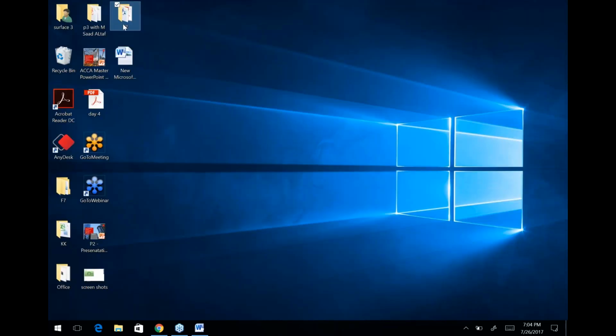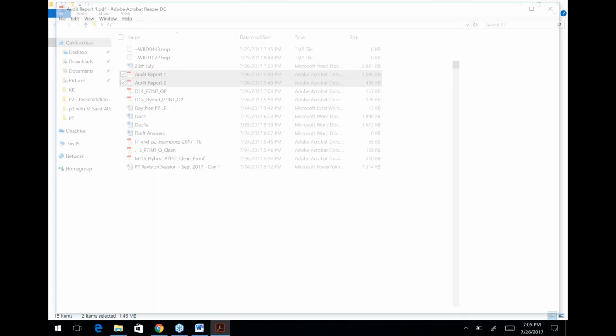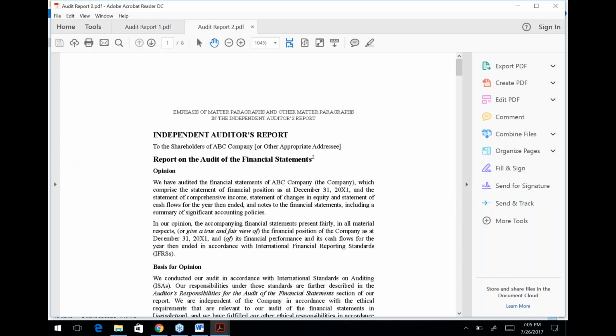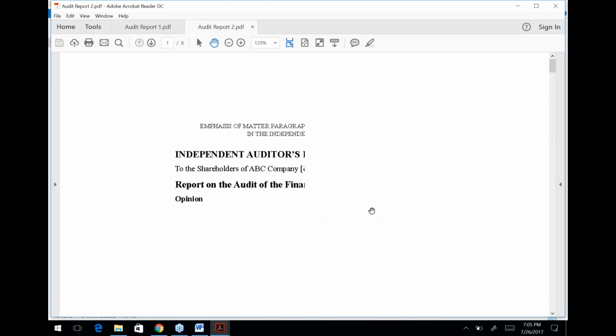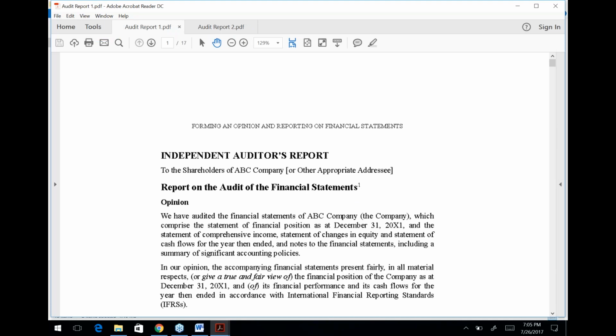I've shared with you the handouts, and they include the audit report. There are two handouts, audit report one and audit report two. You can open up both of them. For the audit report, I would like to do some discussion first, and then we will discuss what the audit opinion should be in XYZ scenarios and all other things. So let's start discussing the audit report.